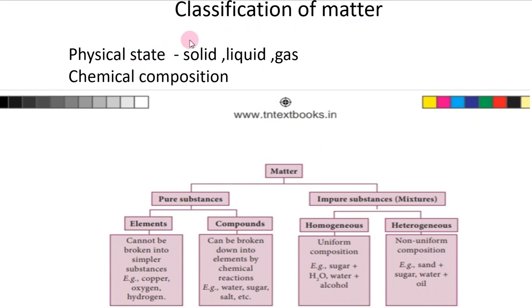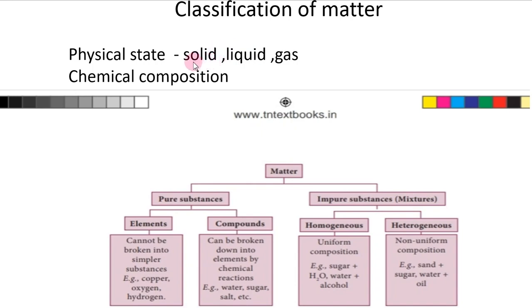Next we are going to discuss the classification of matter. Based on physical state and chemical composition, matter is classified. Based on the physical state, matter is classified into 3 types: solid, liquid and gas. Based on the physical state, matter is classified into how many types? 3 types. What are they? Solid, liquid, gas. You studied these in your 8th standard itself, right?